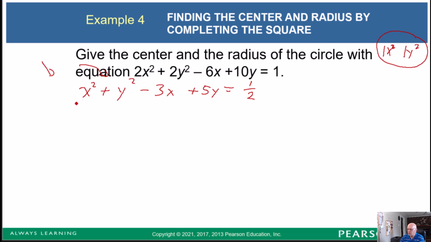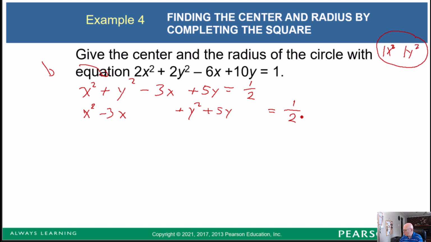So here we go. First of all, I'm going to put these in a different order. I'm going to put the x's together and the y's together. So x squared minus 3x, put that together. And then over here I'll have y squared plus 5y. Notice I've left blanks there. And on this other side, it's still 1/2. That's good.